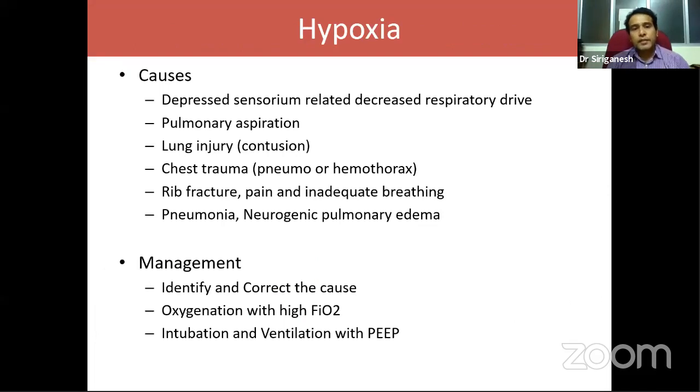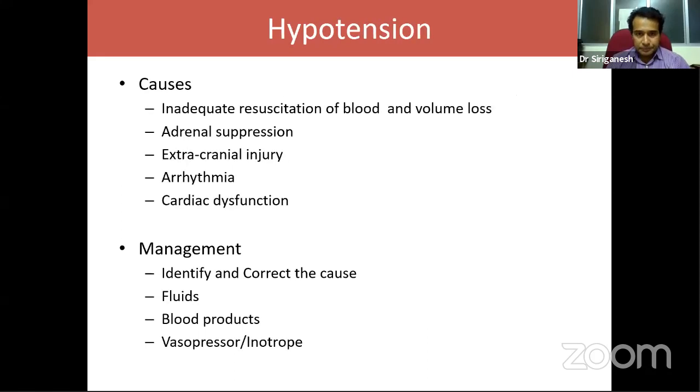So what are the causes of hypoxia in traumatic brain injury? It is a depressed sensorium, which decreases the respiratory drive, pulmonary aspiration, lung contusion, pneumo or hemothorax, rib fracture leading to pain and inadequate breathing, pneumonia, and neurogenic pulmonary edema. So management is simple: identify the cause and correct it. Supportive management includes oxygenation with high FiO2, intubation, ventilation, and PEEP titrated to the oxygenation.